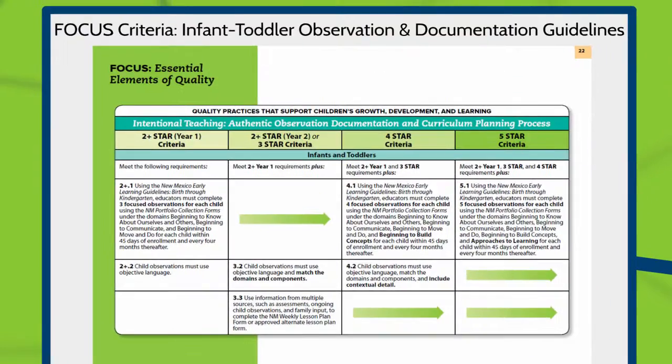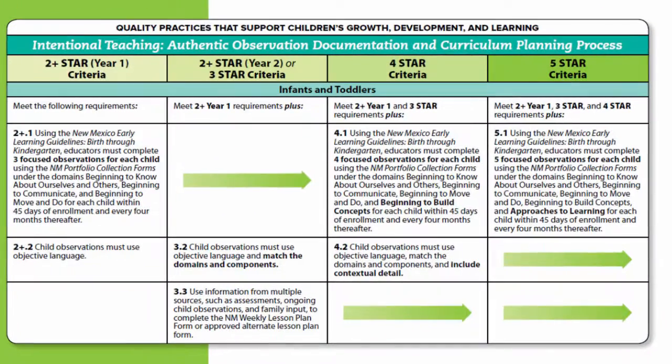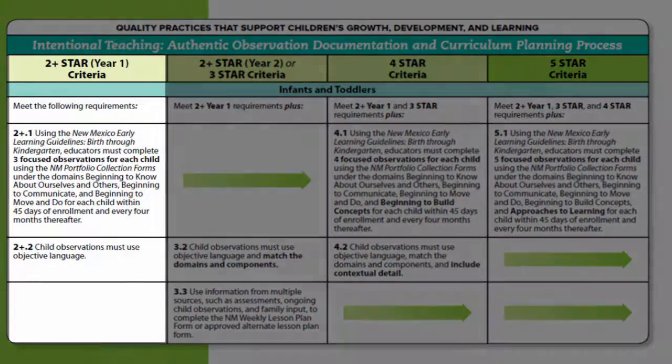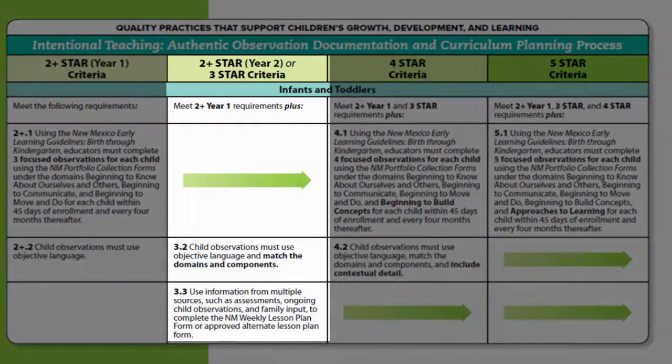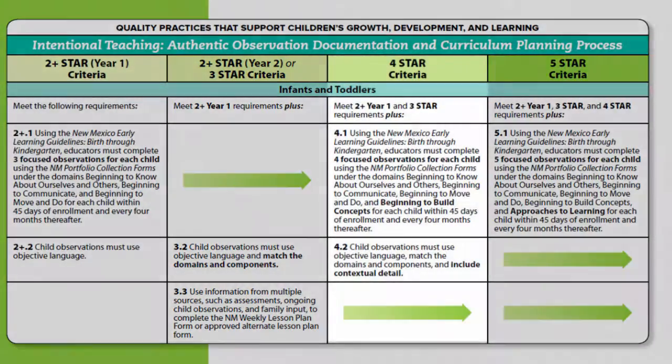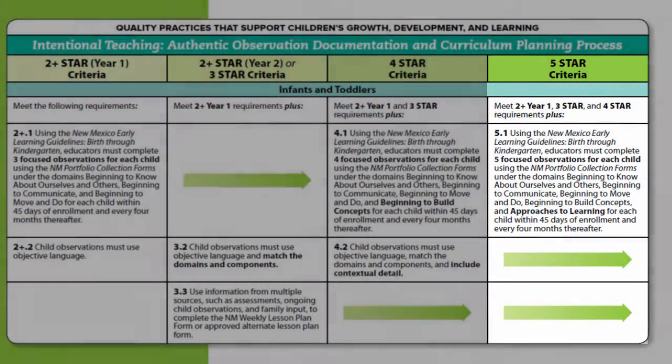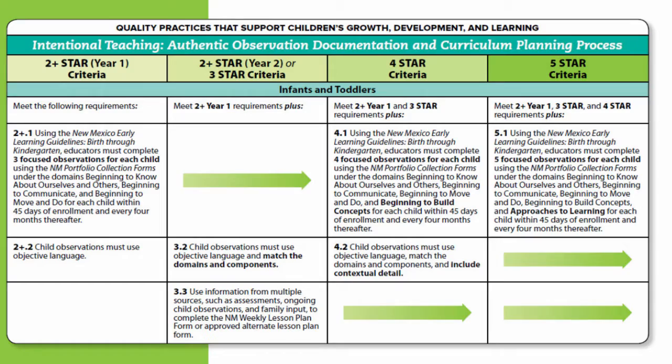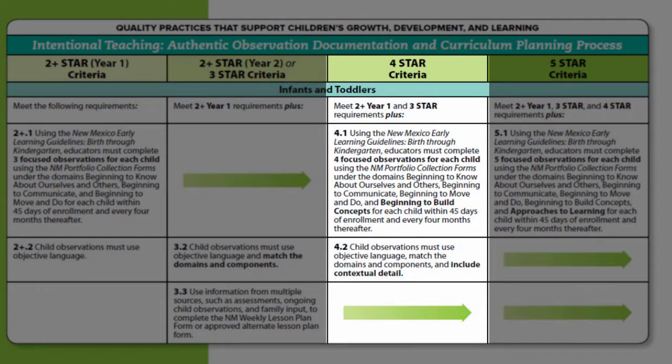Let's take a look at the focus criteria for infant and toddler observation and documentation. This page from the focus criteria shows the observation documentation for each star level. 2+ star year 1, first column; 2+ star year 2, or 3-star criteria, the second column; 4-star, the third column; and 5-star, the fourth column. In this training, we're working on the 4-star criteria.